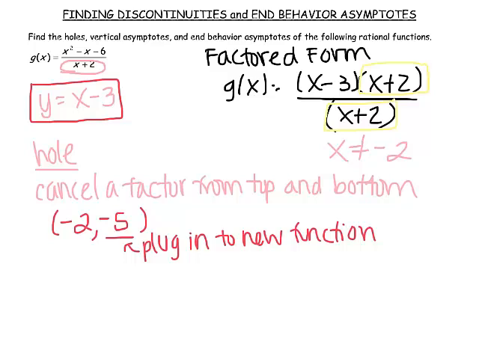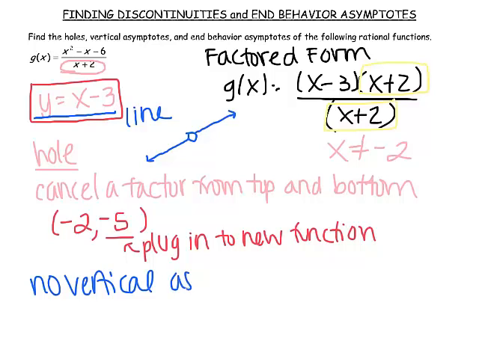Now, in this case, looking at y equals x minus 3, if you were to graph that, that's just a line. So if I were to make a quick sketch, this is just a line with a hole in it. So in this case, there are no vertical asymptotes and no horizontal asymptotes. And no end behavior asymptote.